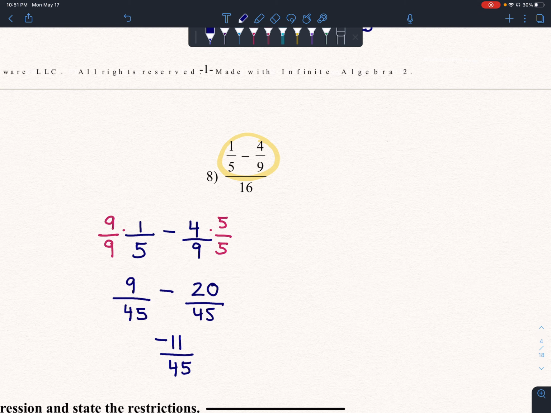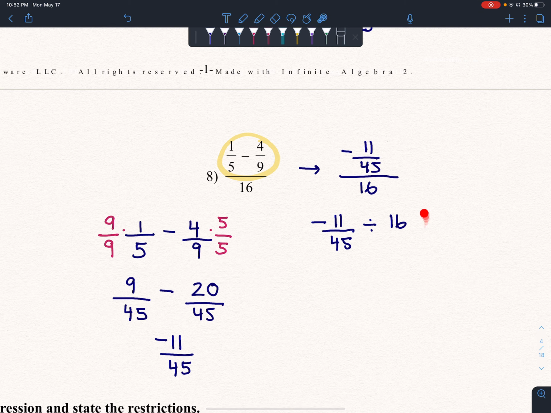Okay, so now we can rewrite the original expression as negative 11 over 45 over 16. So when we rewrite this as a division, we have negative 11 over 45 and then divided by 16. So at this point, you might be wondering, well, how on earth do I do this? I can't flip it.